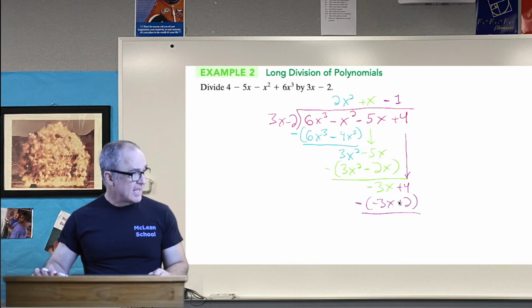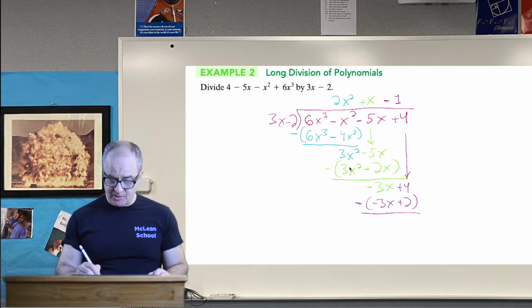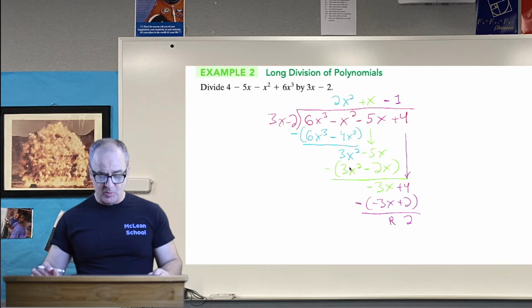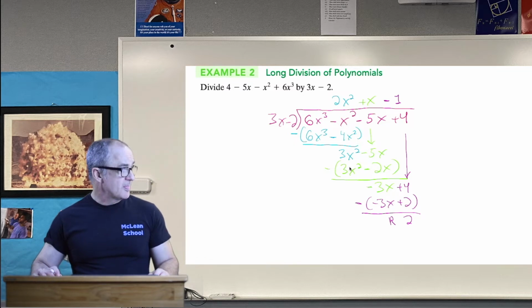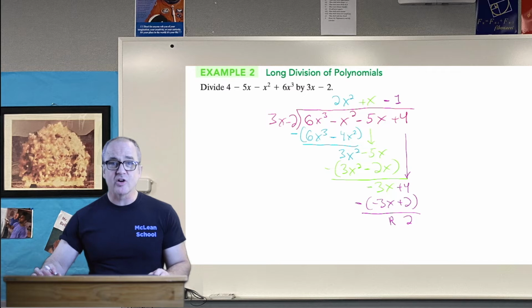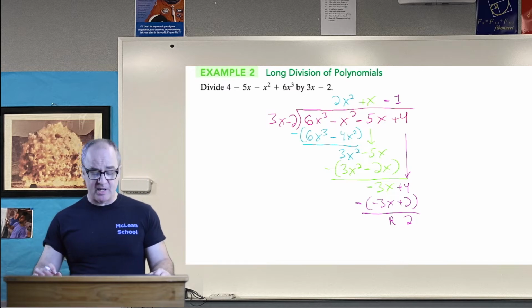Subtract, and it looks like I'm going to get 0, 4 minus 2, 2. I have a remainder of 2. So here's what we learned. 3x minus 2 times 2x squared plus x minus 1 does not equal 4 minus 5x minus x squared plus 6x cubed. These are not divisible factors of this polynomial. So we have a remainder.